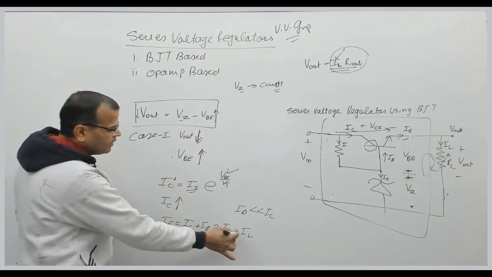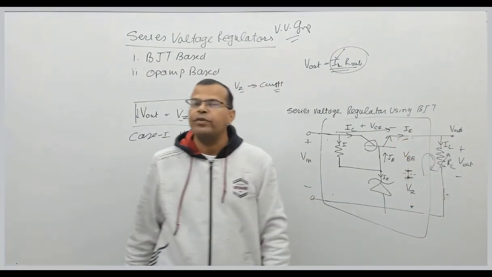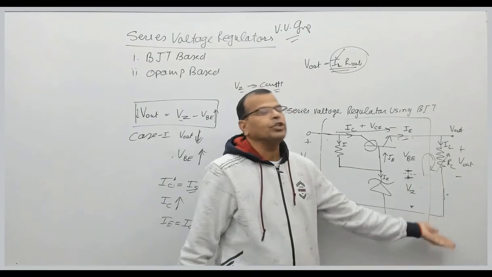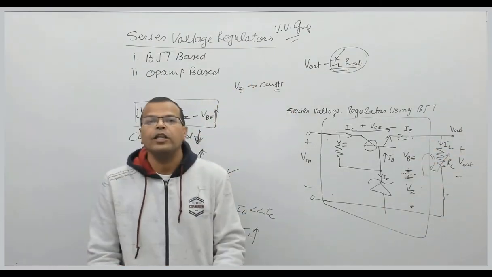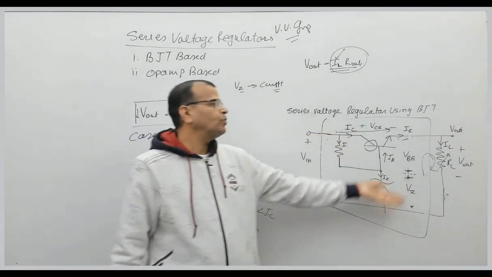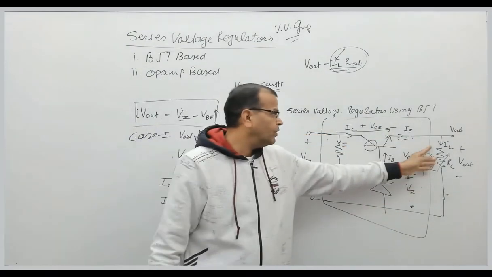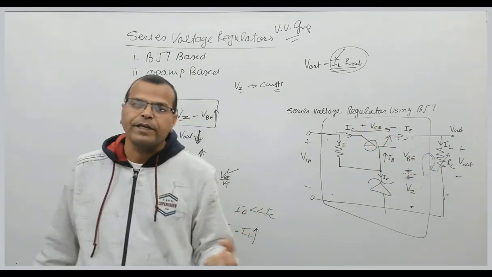If collector current is increased, my load current is increased. And if load current increases, output voltage increases. So the output voltage which was reduced is again pushed up to the initial level, right? So the output voltage is again increased because of the feedback mechanism, because of the controlling by this circuit.